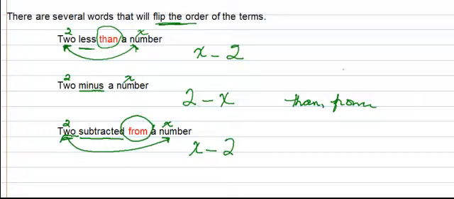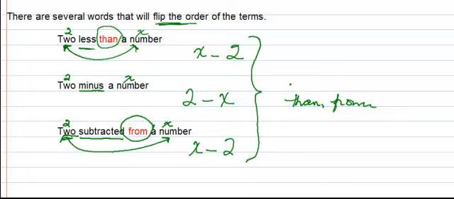The next idea that we have here is, do all three of these mean the same thing? And the answer is no. 3 minus 5 is not the same as 5 minus 3. So the order of these things matters, particularly when you've got things like subtraction and division.